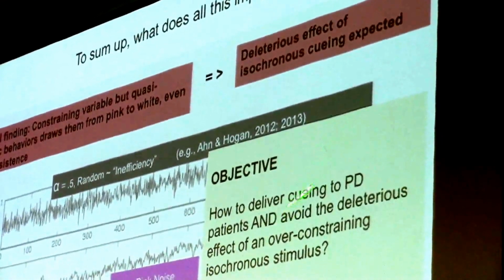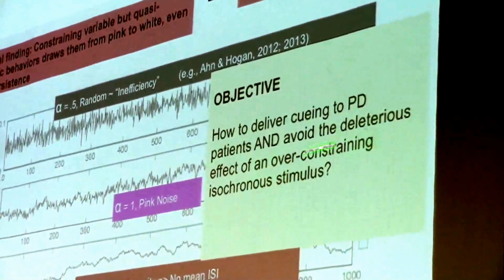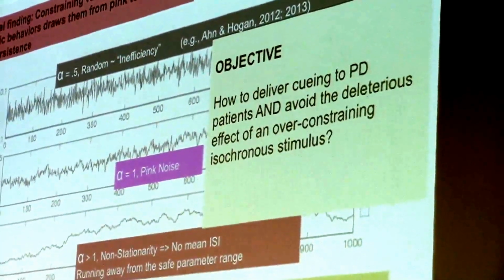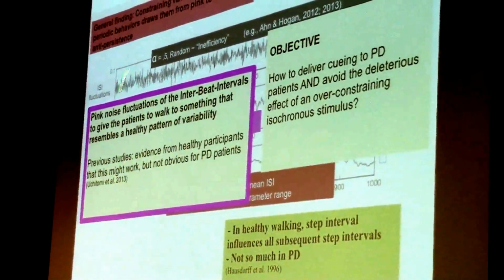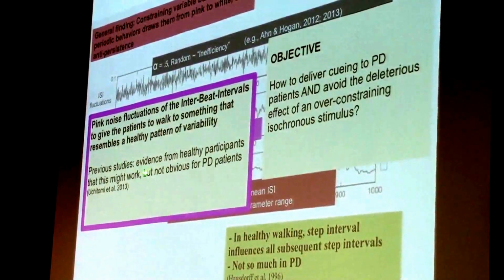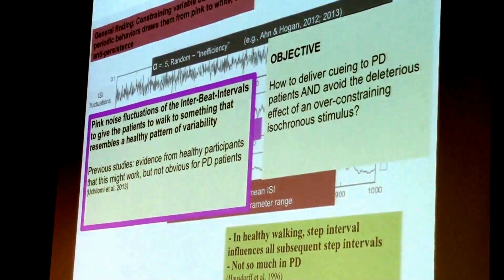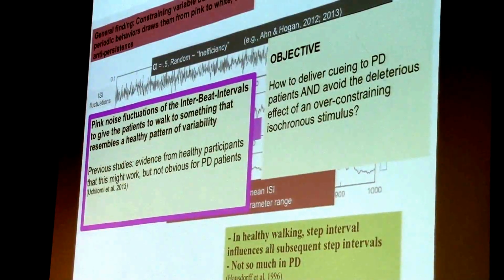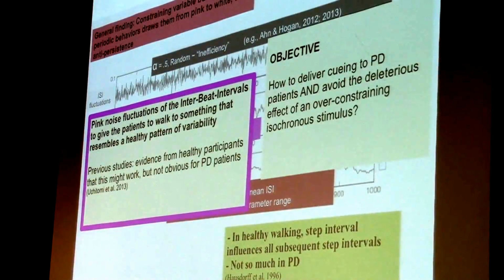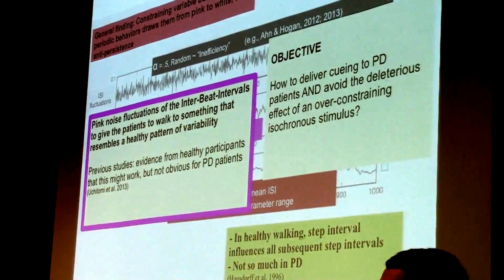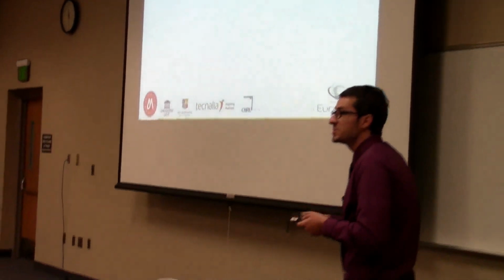So we want to deliver the cueing because we know it works, but we want to avoid the cueing becoming a problem at the level of the long-range correlations, the alphas. And there are many studies people have tried before, even in this room, people who have just done the simple thing: let's ask you to behave with something that's pink at the interbeat or interstride intervals, and the participant tends to reproduce the same sort of correlation structure. So that's what we're going to do. We're just going to give patients a metronome that's not isochronous but has pink noise variability.